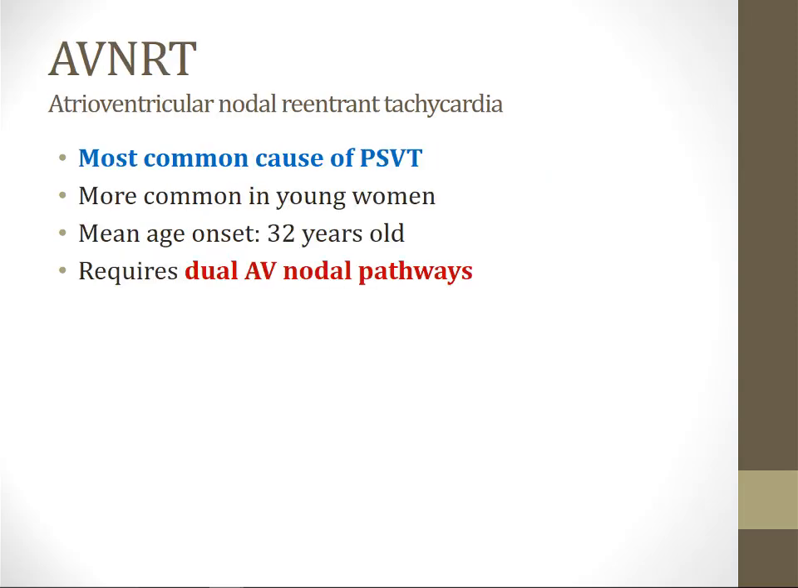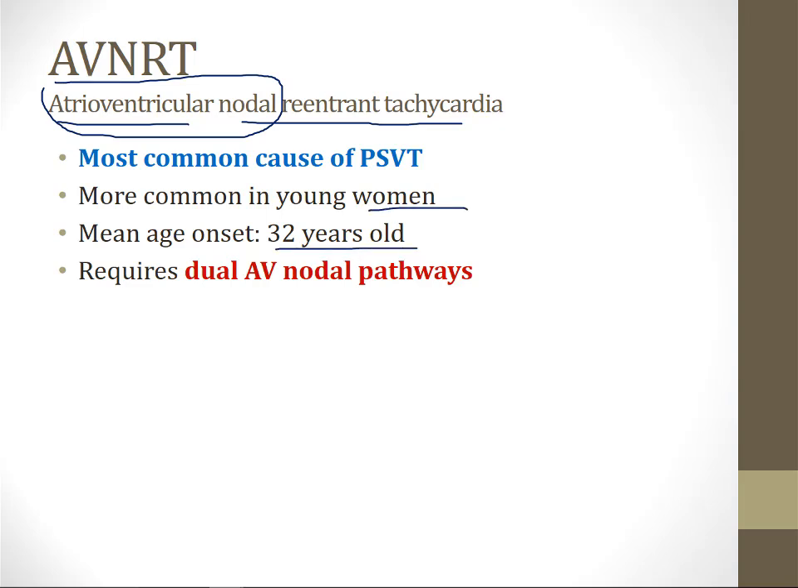There are many causes of PSVTs, but the most common is AVNRT, which stands for atrioventricular nodal reentrant tachycardia. This is a tachycardia that involves the AV node. That's why the words AV are in the name. It's common in women, usually younger women. About 32 years of age is the mean age of onset. So a patient like this will commonly present to her physician complaining of intermittent fast heart rate and palpitations. That woman may have a PSVT, and most likely she has AVNRT.